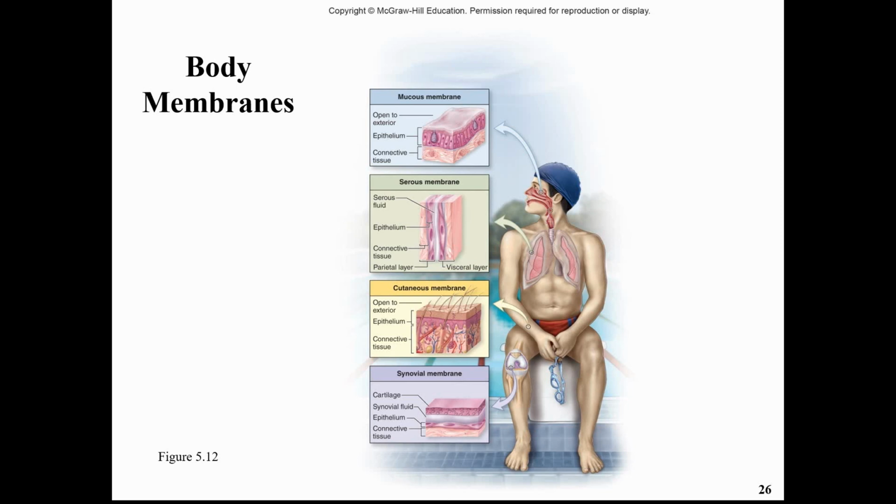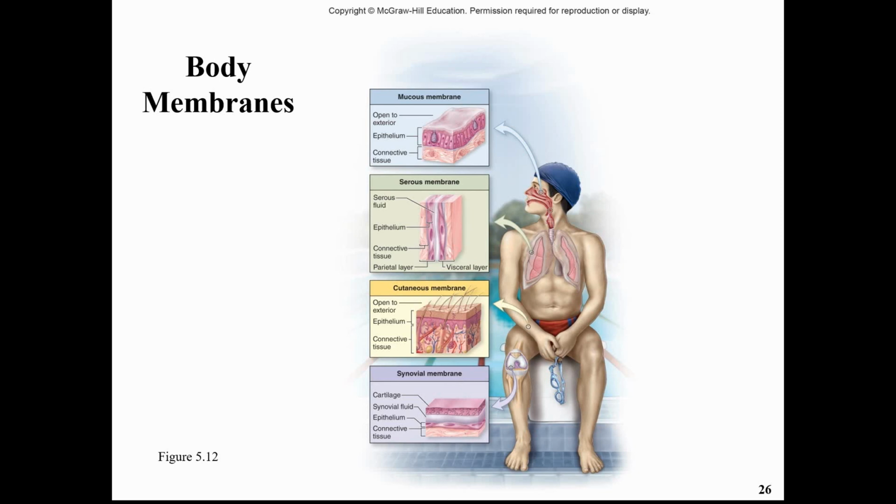The cutaneous membrane is your skin. It covers your external body surface, and it has both keratinized stratified squamous epithelium and underlying connective tissue. The cutaneous membrane protects the internal organs and prevents loss of water.